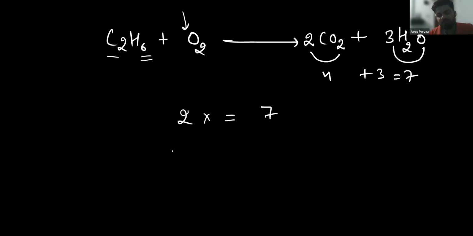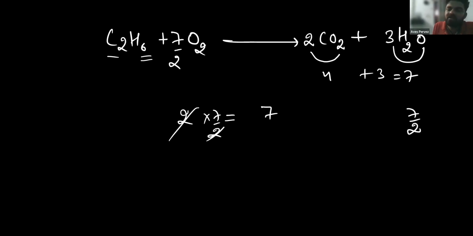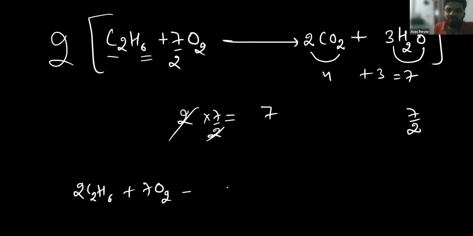3.5. 3.5 is actually 7 by 2. Okay. So this is right, 7 by 2, you cut it, you will get 7. So you have to multiply this whole as a 7 with 7. And then you have to multiply this whole by 2 because this is 2 in the denominator. So you will get 2C2H6 plus 7O2 gives you 4CO2, because this 2 multiplied with 2 gives 4CO2, and this multiplied with 3, you'll get 6H2O. Okay?